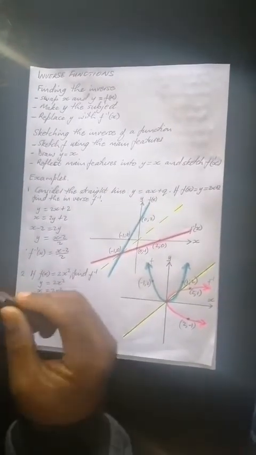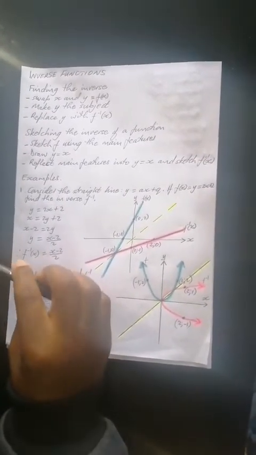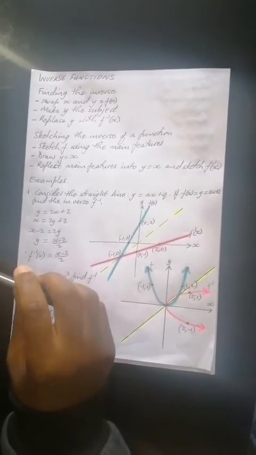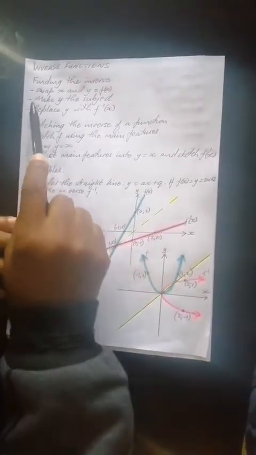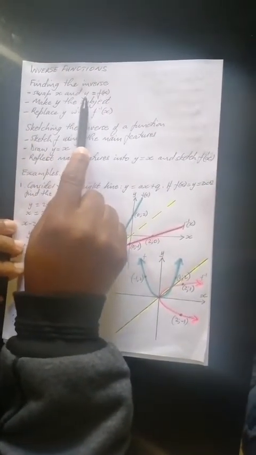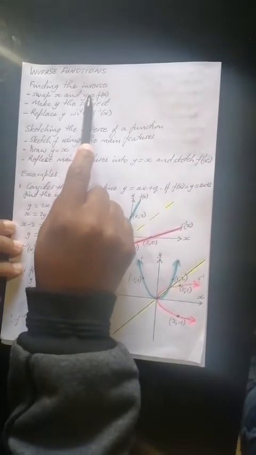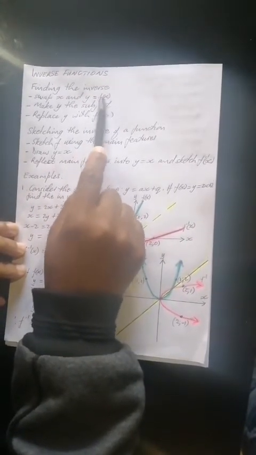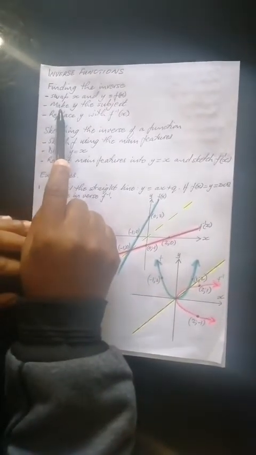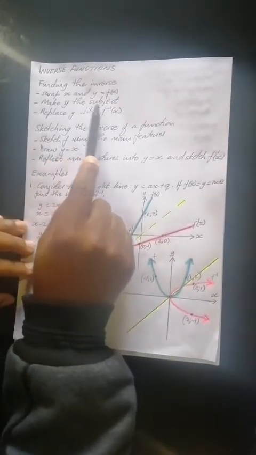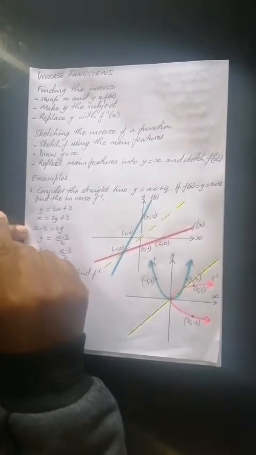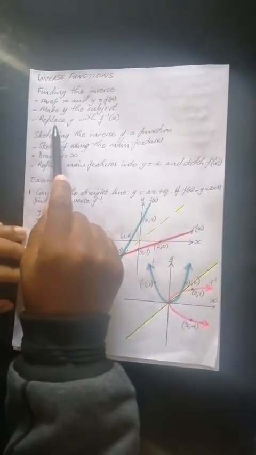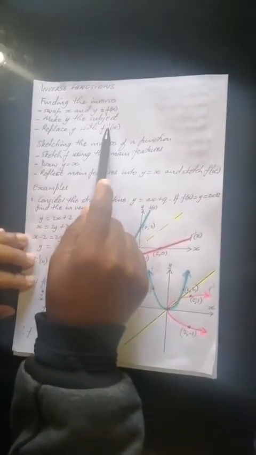We are looking at the inverse of a function. To find the inverse of a function, there are steps that we need to go through. The first step is that we swap x and y. I want you to remember that y is the same as your f of x. After doing that, you make y the subject. That is, you are solving for y. And when that has been done, you now replace your y with f inverse of x.